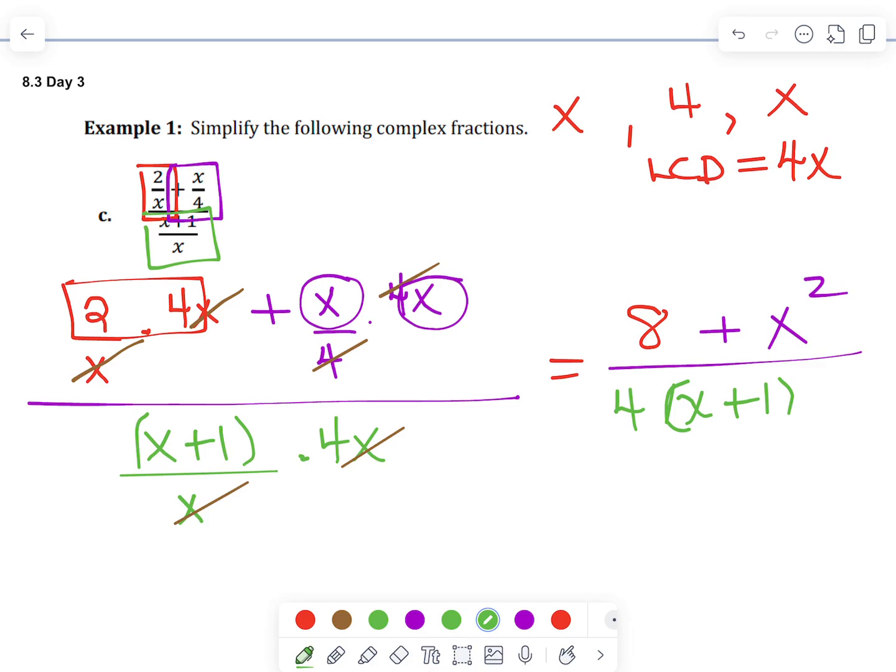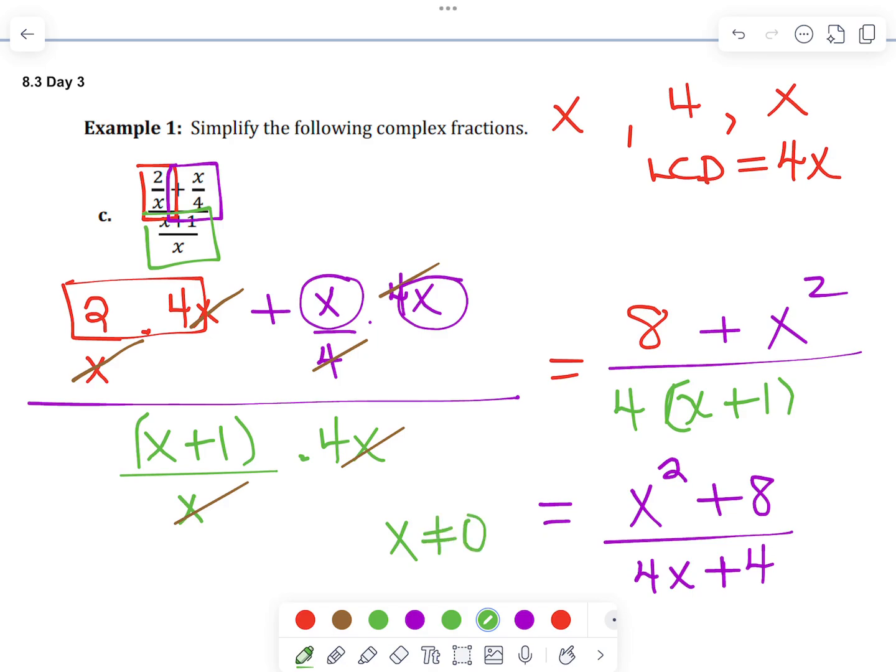And then we're going to go ahead and simplify this. So I'm just going to rearrange the order of the terms in the numerator, put in standard form, so it's x squared plus 8. And then in the denominator, I'm going to distribute that 4, so I have 4x plus 4. And then our domain restriction, we do not want x to be 0. And then here's the other one. We don't want it to be negative 1.